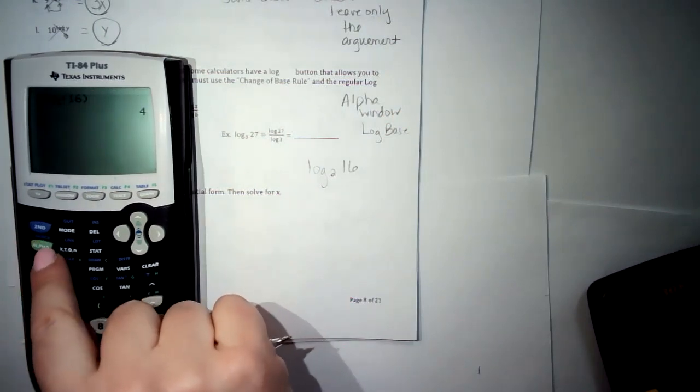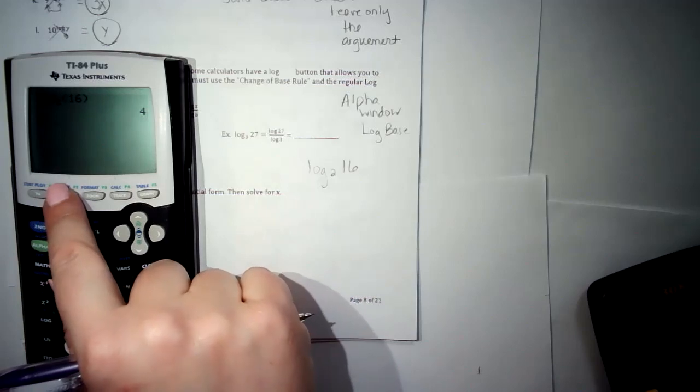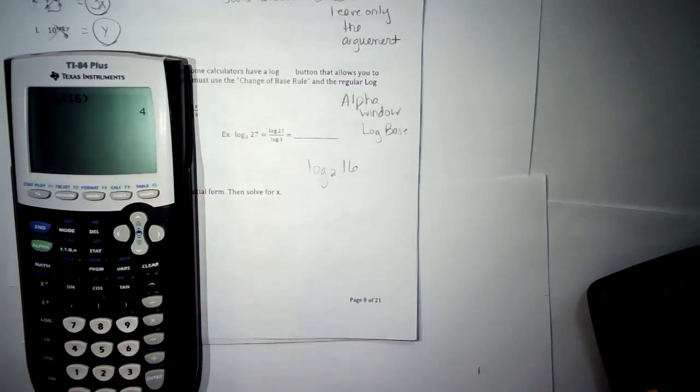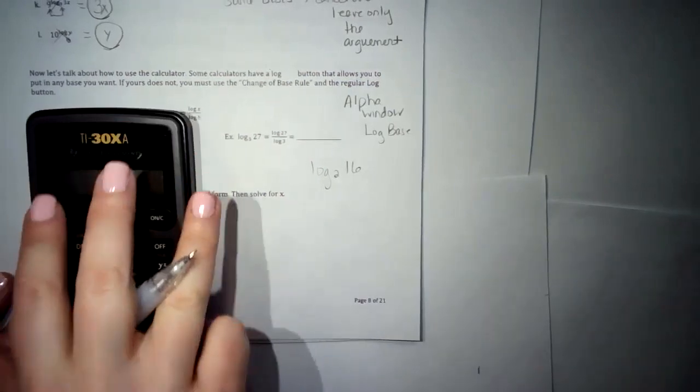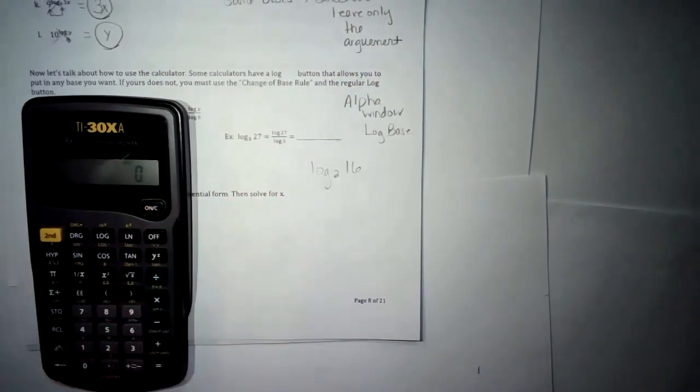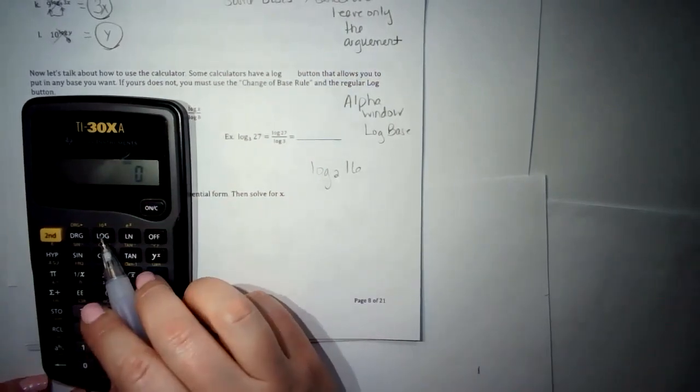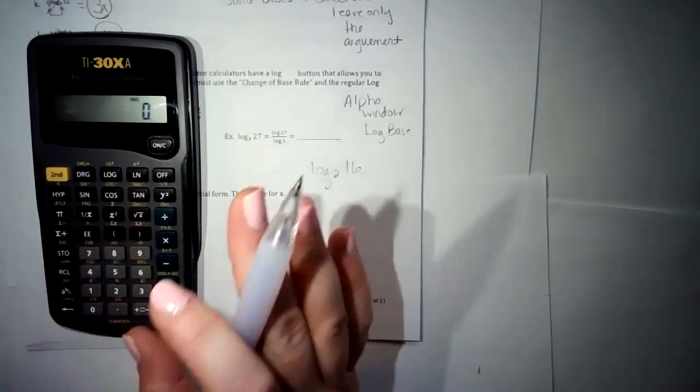If you don't have alpha window that lets you do that, then your calculator just may not be able to do that. I'm going to show you another way to do it that everybody can do. Okay. All right. Let's look at how everybody can do it. Let's look at the little guy here. Everybody has a log button, correct? Somewhere, even on your phone.